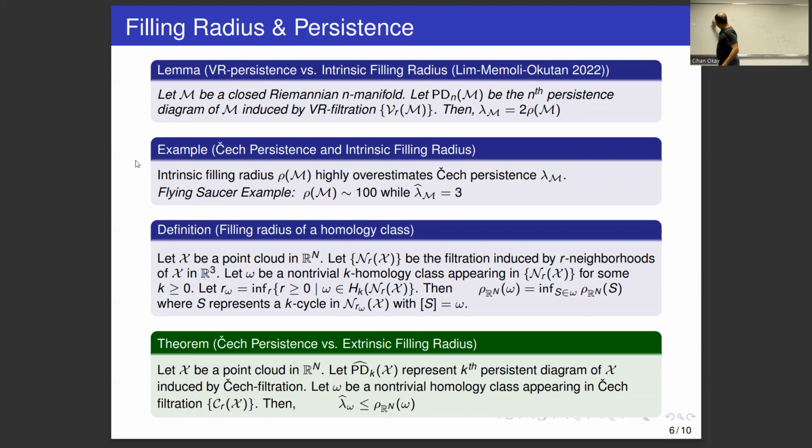So this guy, let's use red, is your original space S1. You look at R neighbors of this. When this becomes trivial, when R is equal to 1, it becomes the whole disk. Then the lifespan of this circle is going to be 1.